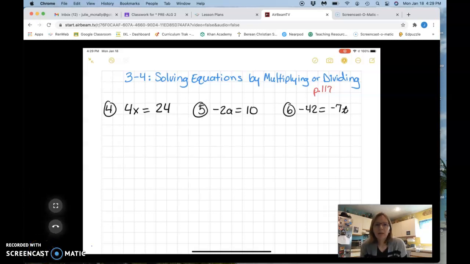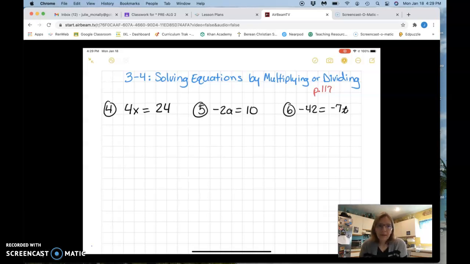Hey guys, we are starting section 3-4 today, which is solving equations by multiplying or dividing. I'm just going to go through some examples in the book. I want you to write all of these down in your math journal as I go through them. So feel free to pause as you need to write things down.